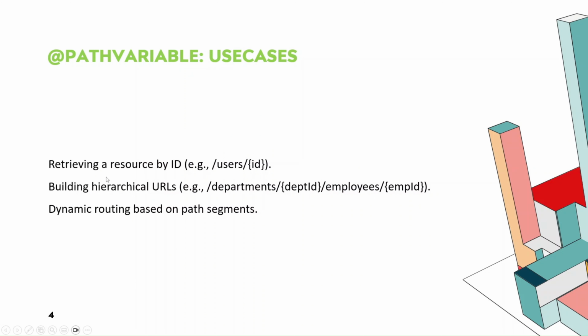This is like a sample URL: users followed by ID. So this I'm capturing as a path variable, only one path variable in the URL. If you look at this URL, departments followed by department ID, employees followed by employee ID, I'm capturing two path variables. You can capture n number of path variables from the URL.